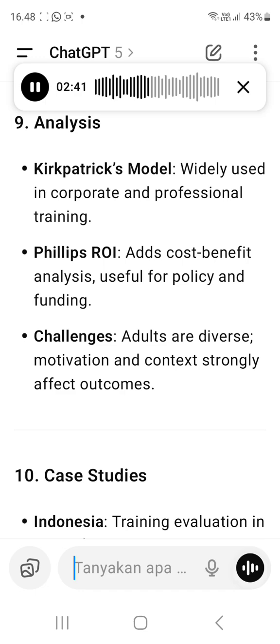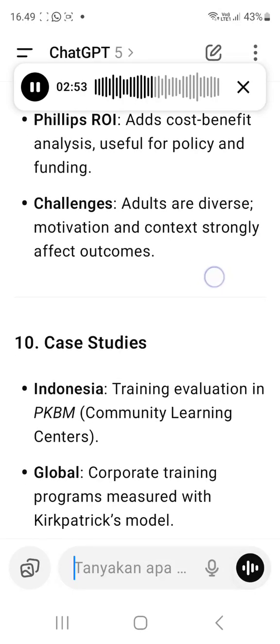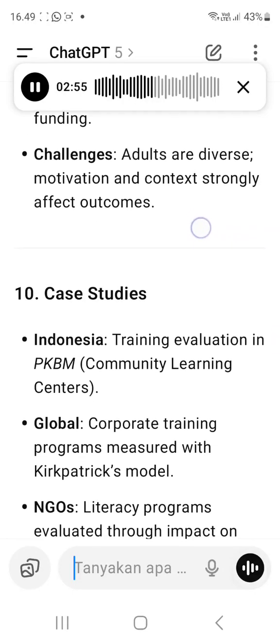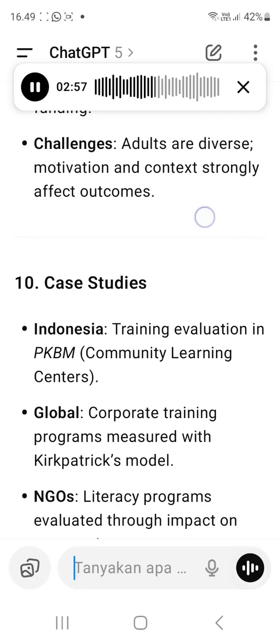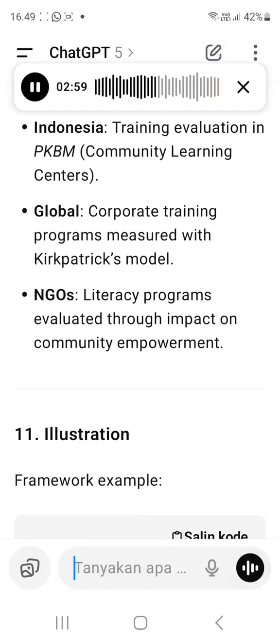Challenges. Adults are diverse. Motivation and context strongly affect outcomes. 10. Case studies. Indonesia: training evaluation in PKBM, community learning centers. Global: corporate training programs measured with Kirkpatrick's model. NGOs: literacy programs evaluated through impact on community empowerment.